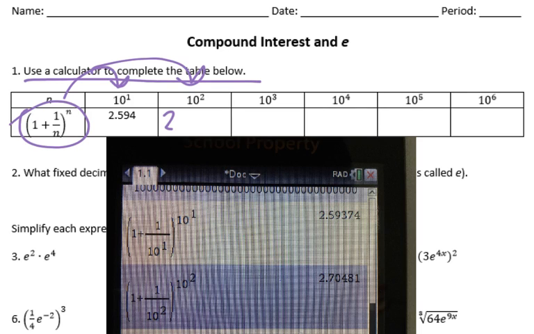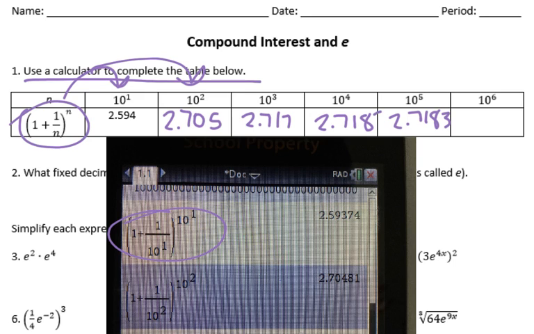So 10 to the second would be 2.705, okay? And then we do it for the other ones. So we type it into your calculator and you get for 10 to the third about 2.717, 10 to the fourth about 2.718. Then we do it for 10 to the fifth. So we type it into our calculators, just like this, right? We get 2.718.